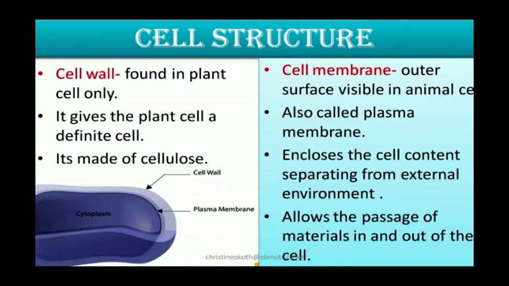Then another function of the cell membrane is that it allows the passage of materials in and out of the cell. There are very tiny pores found on the cell membrane. These pores are the ones which allow the passage of materials in and out of the cells.